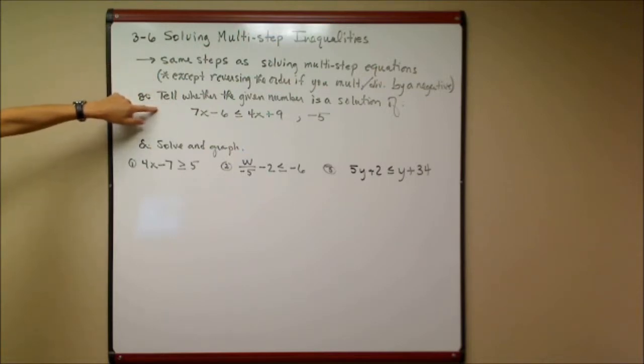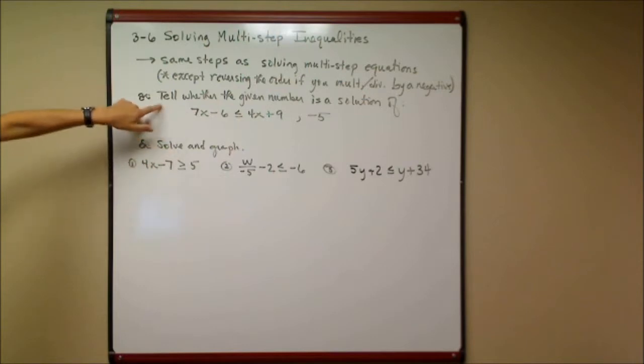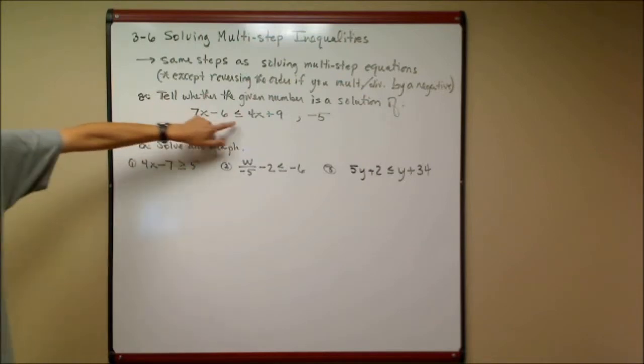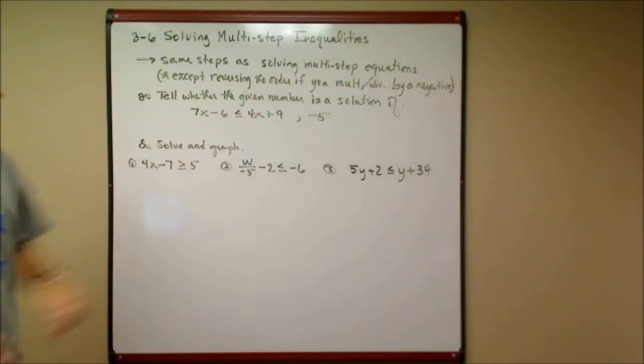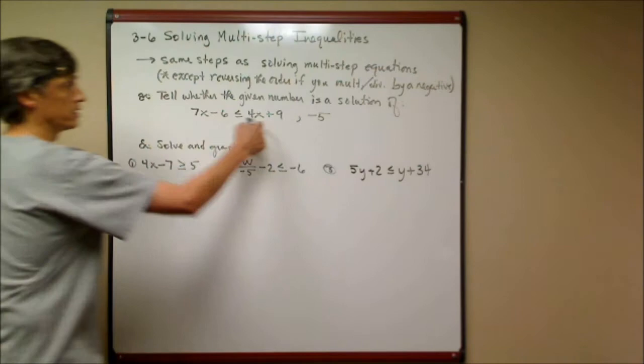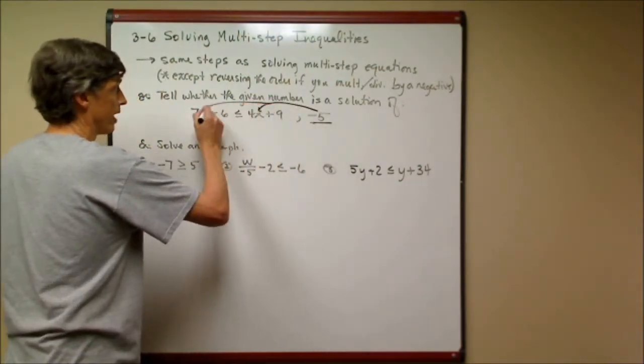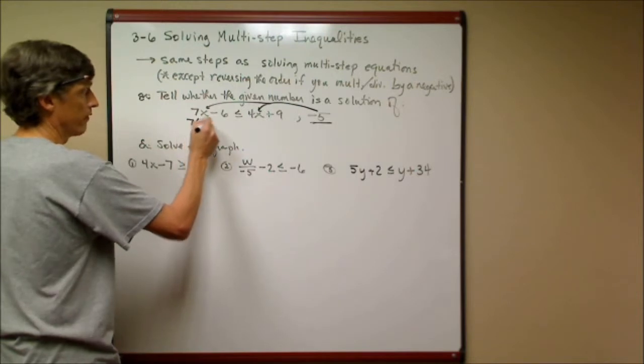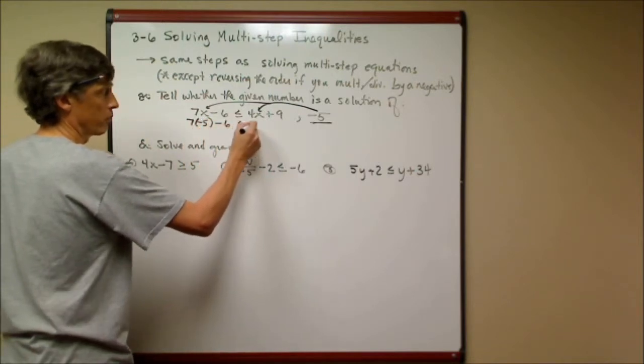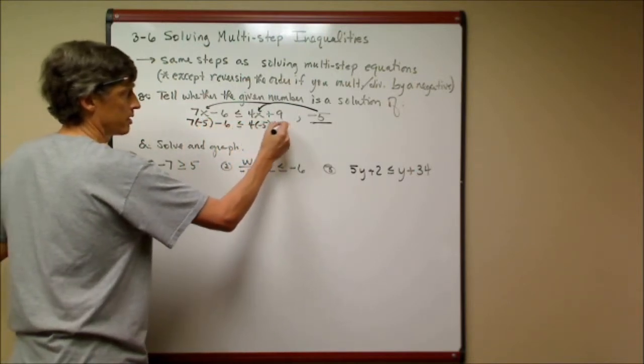Now before we get to actually solving them in the traditional way, let's go by definition. It says, tell whether the given number is a solution of 7x minus 6 less than or equal to 4x plus 9. Because the variable is written twice, the value in question, negative 5, has to be plugged in both spots. This is 7 times negative 5 minus 6 less than or equal to 4 times negative 5 plus 9.